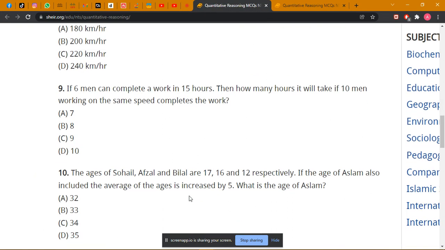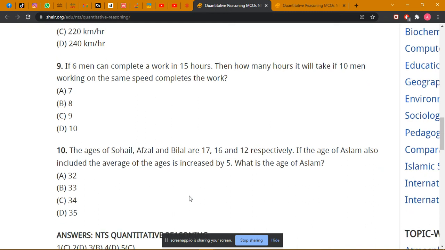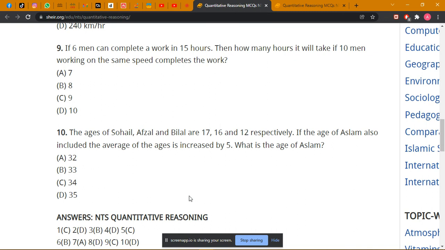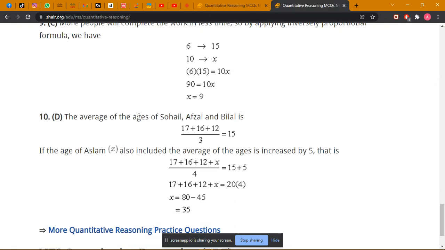The ages of Suhail, Afzal and Bilal are 17, 16 and 12 respectively. If the age of Aslam is also included, the average of the ages is increased by 5. What is the age of Aslam? To solve this question, you can see the procedure here. First, we have to calculate the average of Suhail, Afzal, and Bilal. So, 17 plus 16 plus 12 over 3 is equal to 15. The average of the three of them is 15.